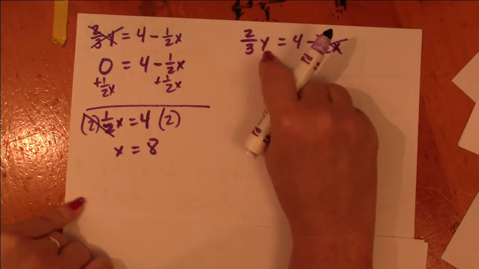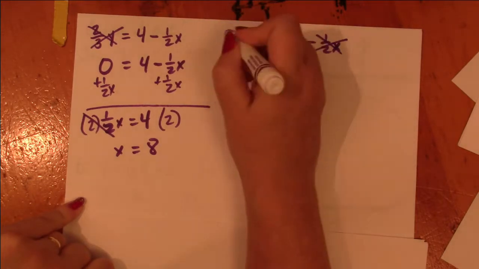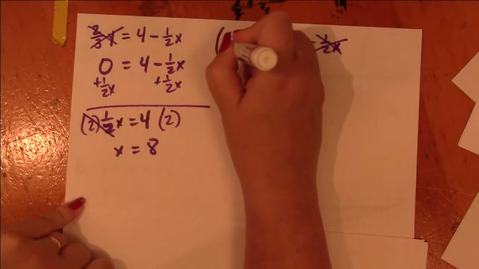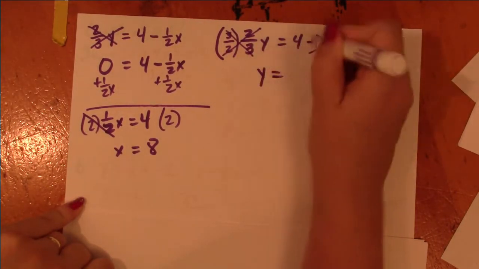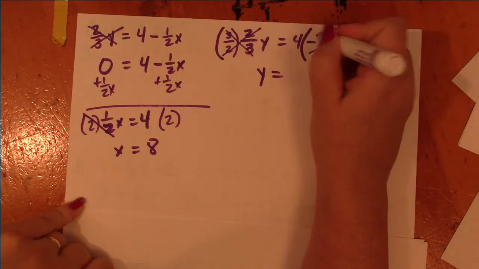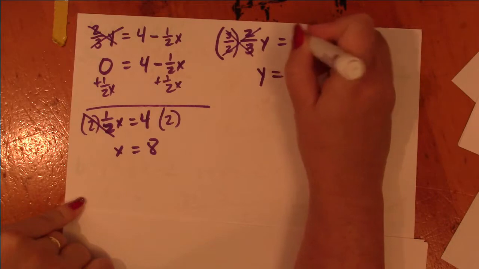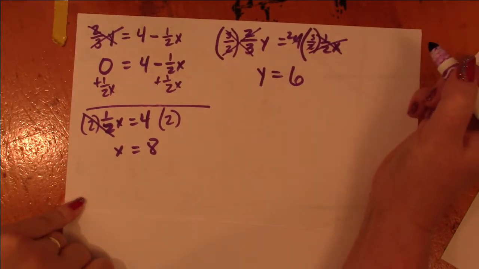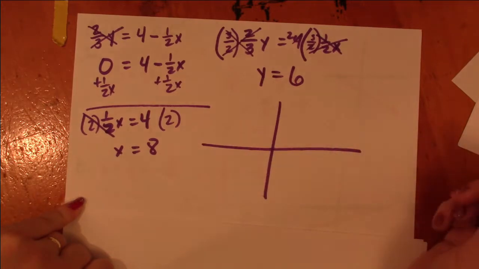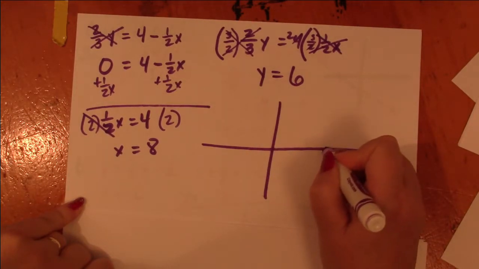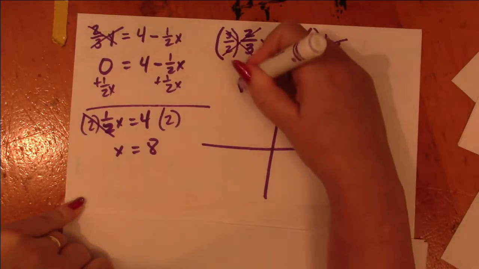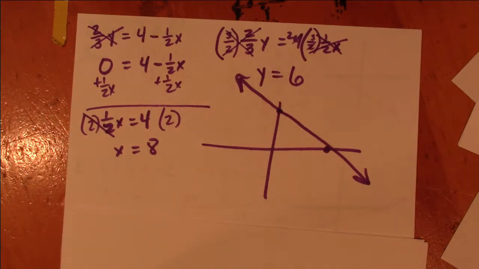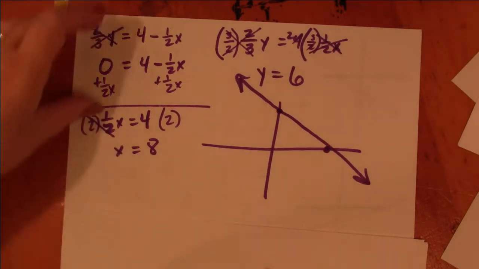Here, 2/3 y equals 4. I have 2/3 multiplied to my y. I want to get rid of that. I am going to divide by 2/3, which really means multiply by 3/2, because that makes those go away. And I end up with y equals, and I also have to multiply this 4 by 3/2. I'm going to cross cancel, and y equals 6. So now my x equals 8 and my y equals 6, and I draw that line. And that's it. Try Check It Out number 3 to get a little bit of practice with this.